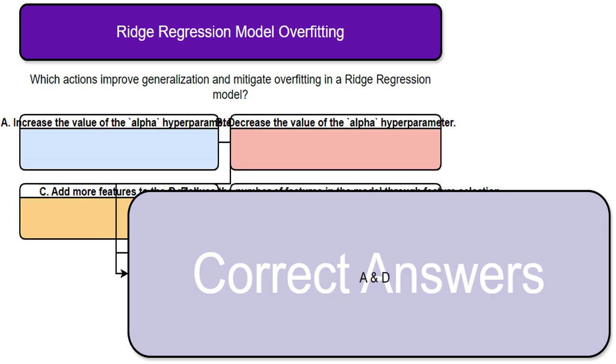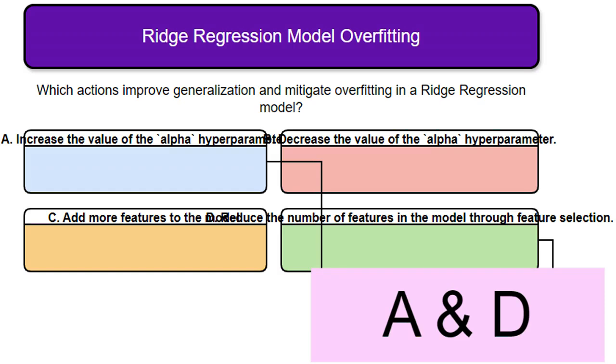The best approach is to combine increased regularization, A, with feature selection, D. It is like taking care of overfitting from both ends. Regularize and minimize number of features. Nice work. These two options work together to address overfitting. Increasing alpha and reducing the feature set simplify the model, improving its ability to generalize to new data.